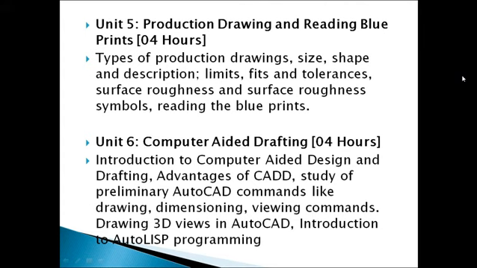When we want to assemble two parts, we need to decide what kind of fit we want to keep. It may be an interference fit, a transition fit, or a loose fit. So we need to learn which kind of fit to keep in between. In this unit number 5, we are also going to learn about production drawing and how to read it.